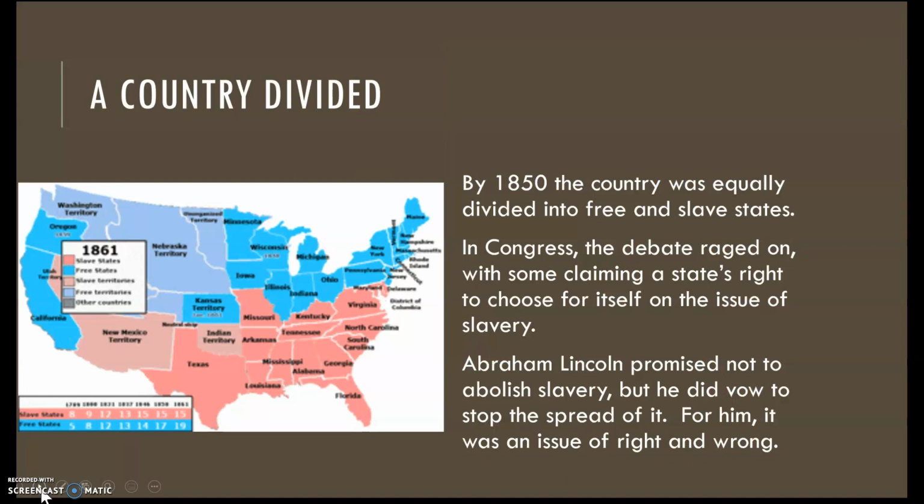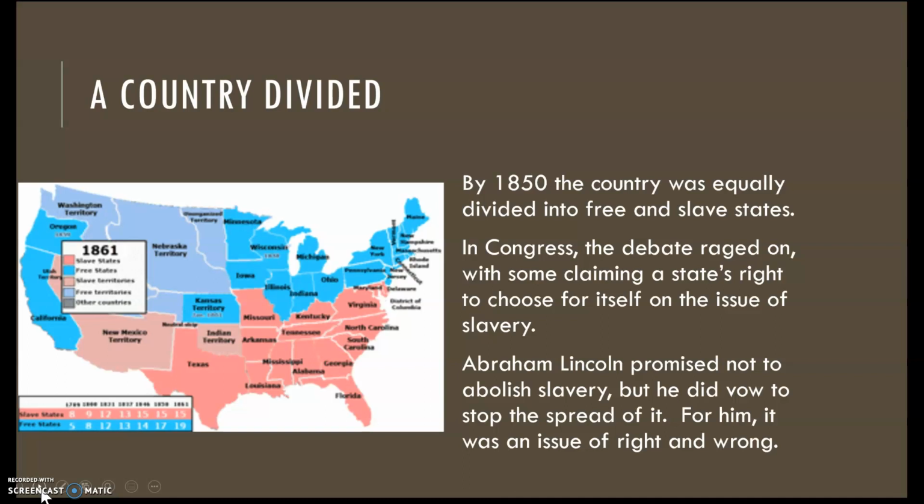Now, a country divided. By 1850, the country was equally divided into free and slave states. In Congress, the debate raged on, with some claiming a state's right to choose for itself on the issue of slavery. So slave states wanted, obviously, more slave states, and free states wanted more free states, because let's suppose there's not an even number of free states and slave states, then let's say there are more slave states than free states, the slave states have more power then in Congress or the government of America.